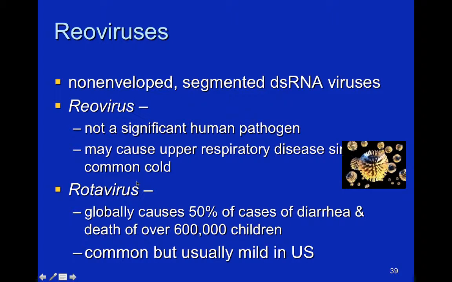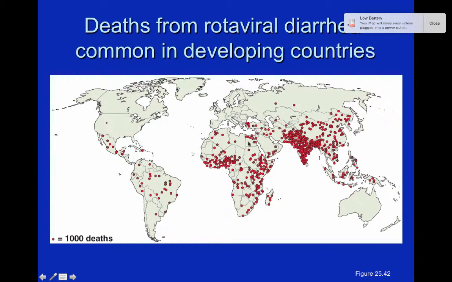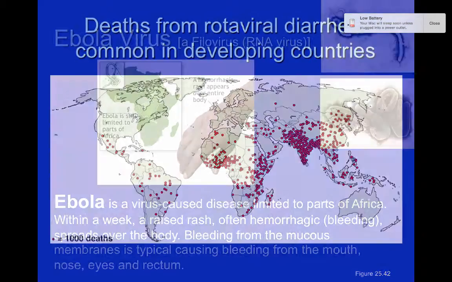And then rotavirus within this family, more clinically significant, globally causes 50% of cases of diarrhea and death of over 600,000 children. So this is a big one. And this is just showing you the geographic distribution of the rotaviral cases.